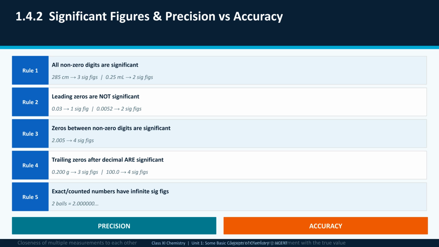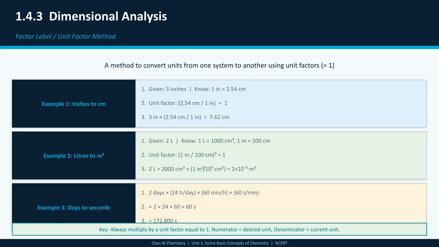Understanding significant figures is crucial for measurement. The video outlines 5 rules for determining which digits are significant. It also defines precision as the closeness of multiple measurements and accuracy as the agreement with a true value.